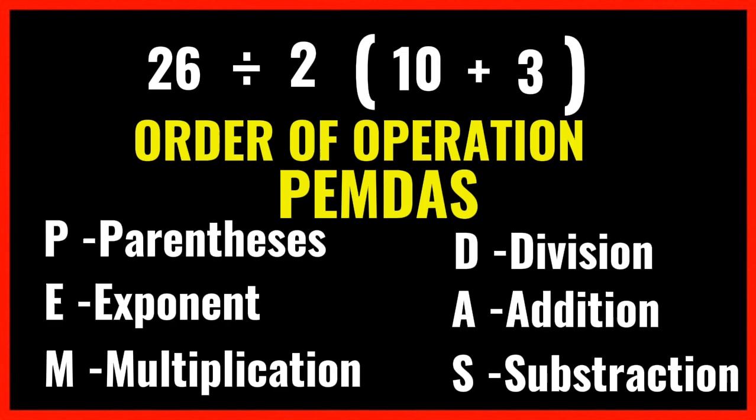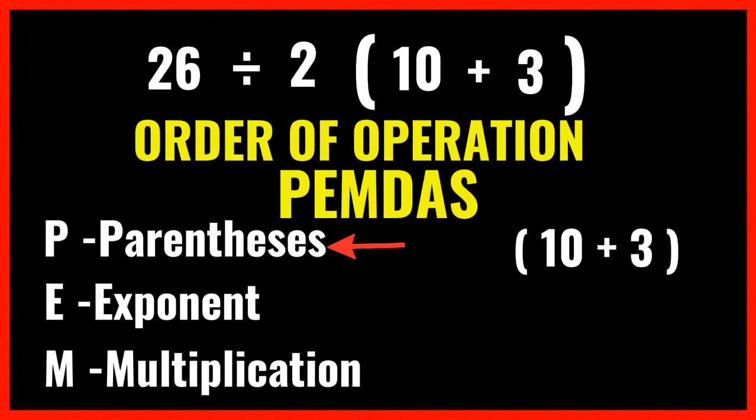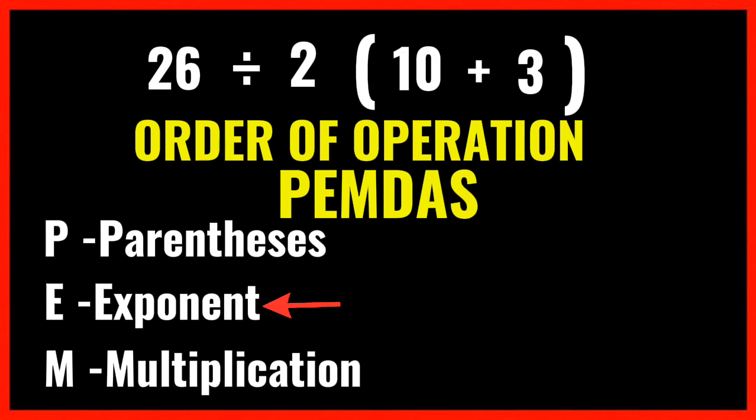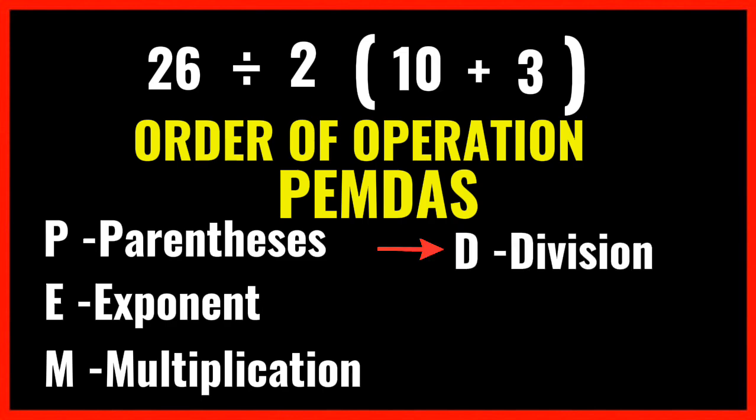First, we solve anything inside parentheses. For example, in 10 plus 3, we must calculate that first to get 13. Next would be exponents if there were any, such as 2 raised to the power of 3, which equals 8. After that, we move to multiplication and division, solving them from left to right.